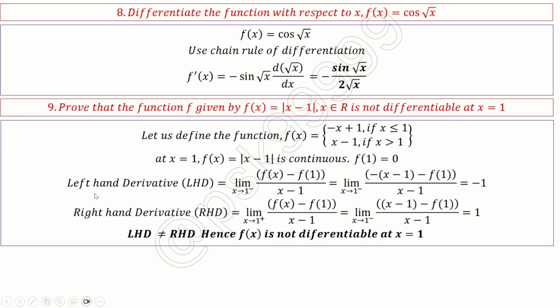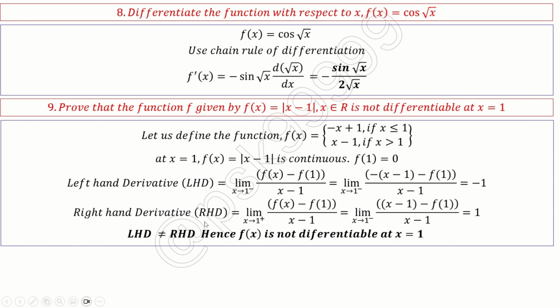Now let's check the left hand derivative, LHD, which is nothing but limit of x tends to 1 minus of f of x minus f of 1 divided by x minus 1. When x tends to 1 minus, f of x is nothing but this definition, minus of x minus 1. Basically I just took the minus common. Minus f of 1, divided by x minus 1. Now we know that f of 1 is 0. So if I substitute that, this is 0, right? Then this is minus of x minus 1, divided by x minus 1, so you'll get minus 1.